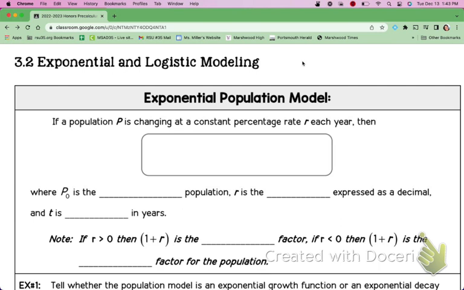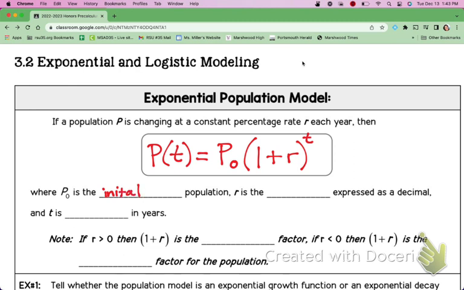If a population P is changing at a constant percentage rate each year, then we call it exponential, and it will look like the following model. P of T is equal to your initial, which we're going to use as P naught, times 1 plus R to the T, where P sub 0 is your initial population of whatever it is we're talking about.